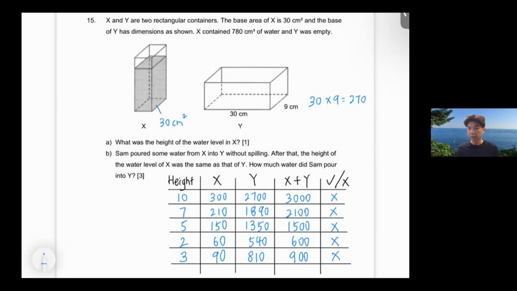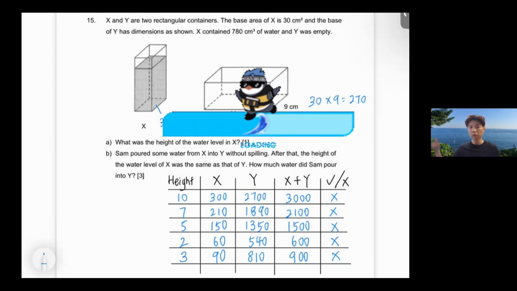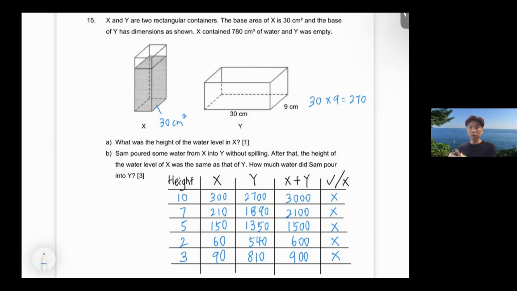Now it's like that. Imagine you fill up 2 cm of water in your water bottle versus a swimming pool that has water filled up to a height of 2 centimeters. There will be a lot more water than the water bottle because the swimming pool has a larger base area. So that's the first thing to take note of.